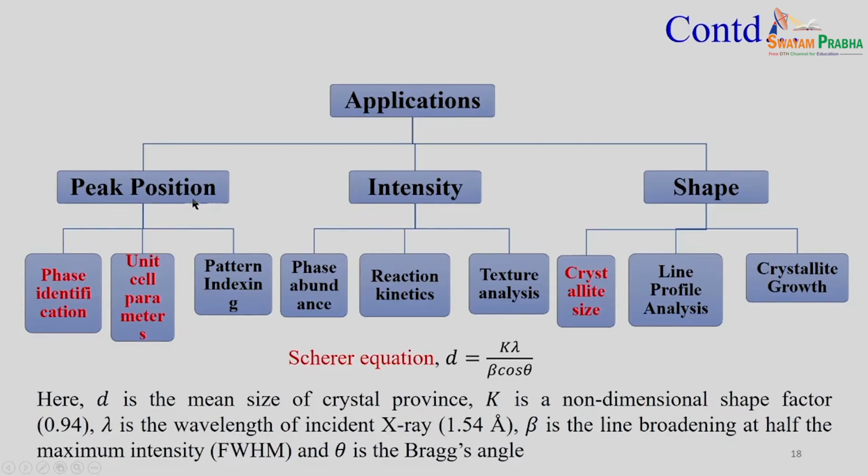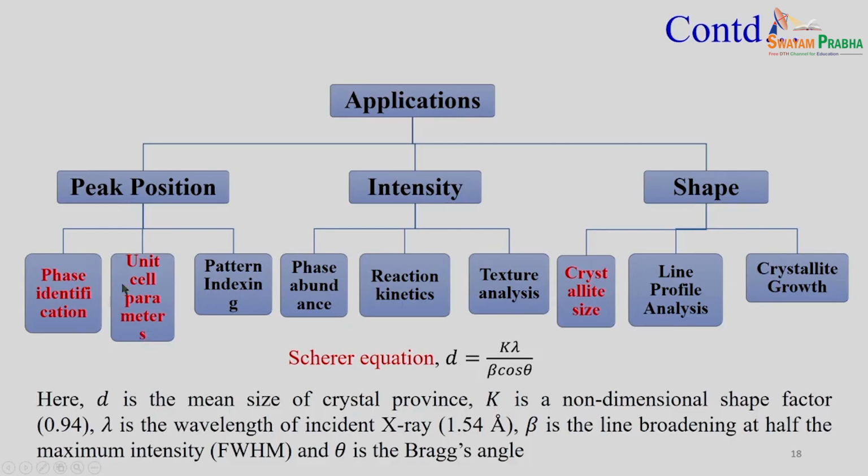So, as I told, from the spectra we will have the peak position, we will have the intensity, we will have some shape of that spectra. Peak position gives what the particular phase is, like if you are comparing hydroxyapatite, whether it is hydroxyapatite or beta tricalcium phosphate. It also gives the HKL value, unit cell parameters and pattern indexing.